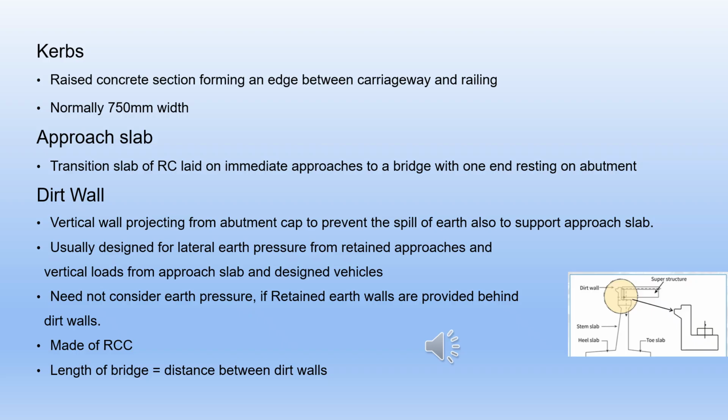A dirt wall is a vertical wall projecting from the abutment cap to prevent the spill of earth or pavement materials and also to support the approach slab. Dirt walls are usually designed for the lateral earth pressure from the retained approaches and the vertical loads from the approach slab and design vehicles. Earth pressure need not be considered if reinforced earth walls are provided behind dirt walls. Dirt walls are usually made of reinforced cement concrete. The length of a bridge is usually represented by the distance between the faces of dirt walls on each abutment.